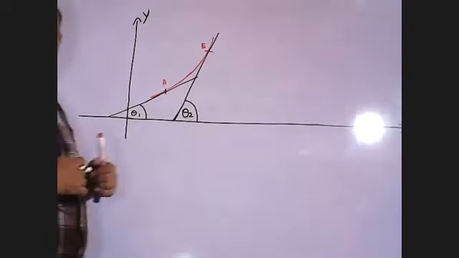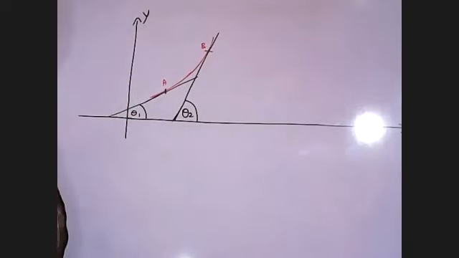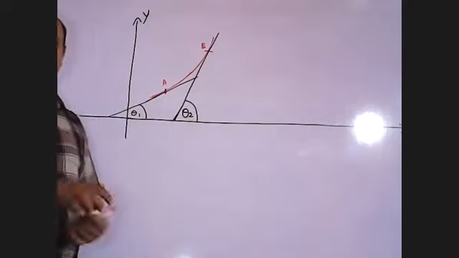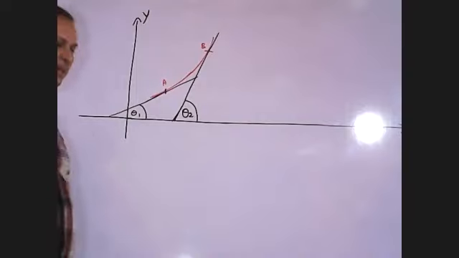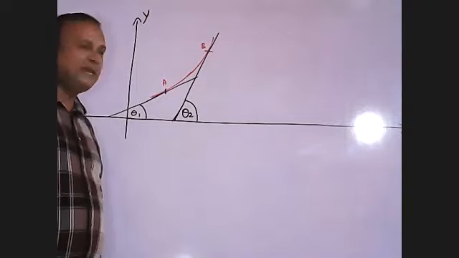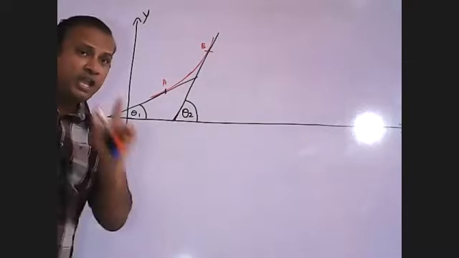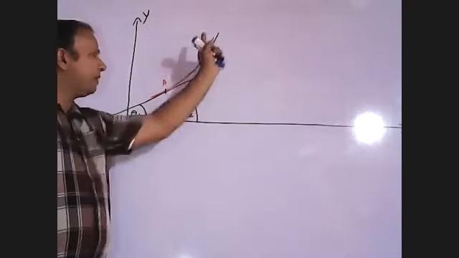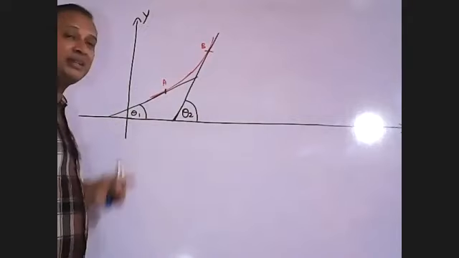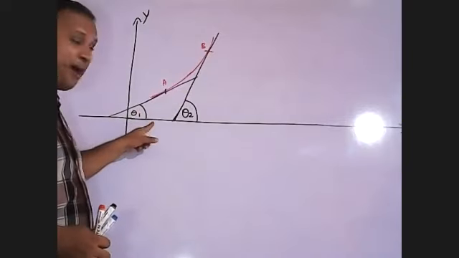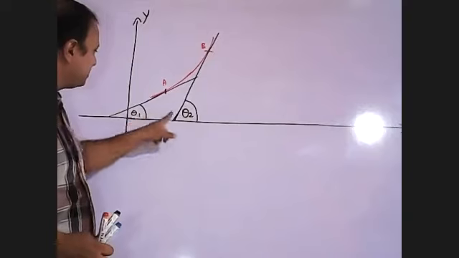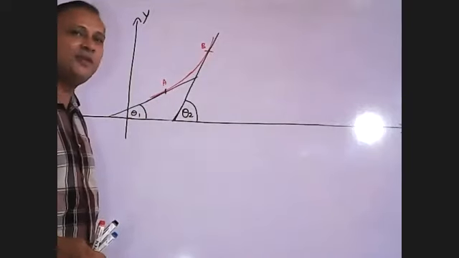Tell me, what is the highest angle? Theta 1 or theta 2? Theta 2. Yes, theta 2. It is very clear. Theta 2 is higher than theta 1. Therefore, if I take this kind of shape, you can clearly see from A to B, theta is increasing.